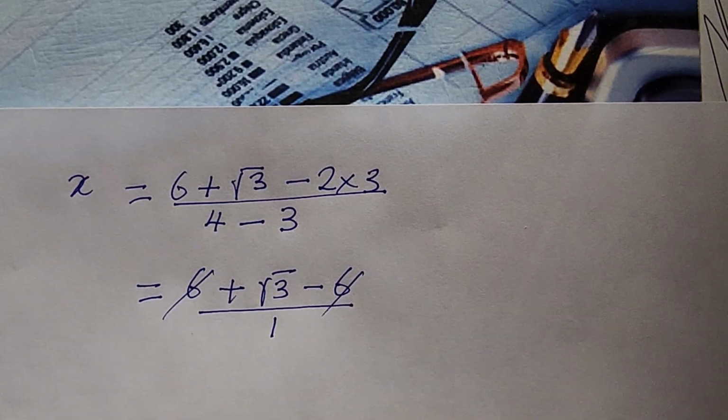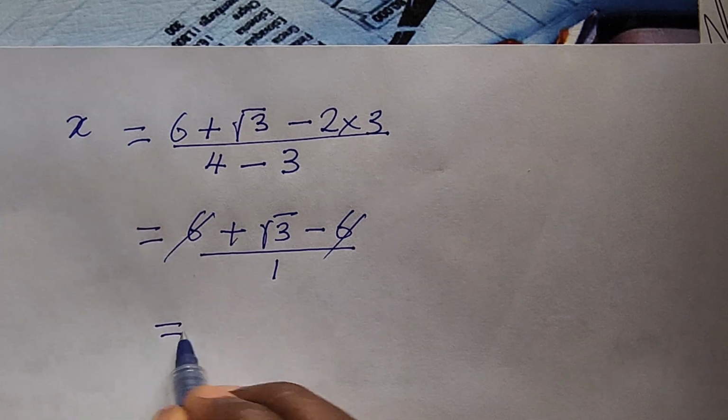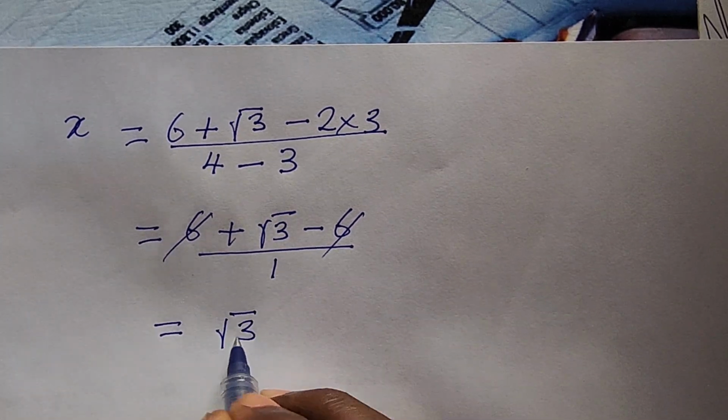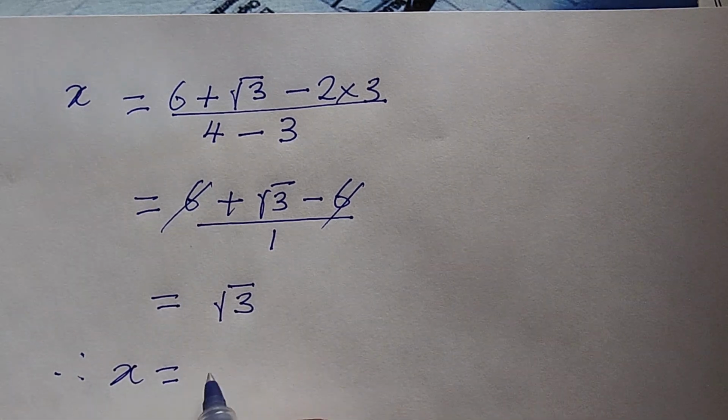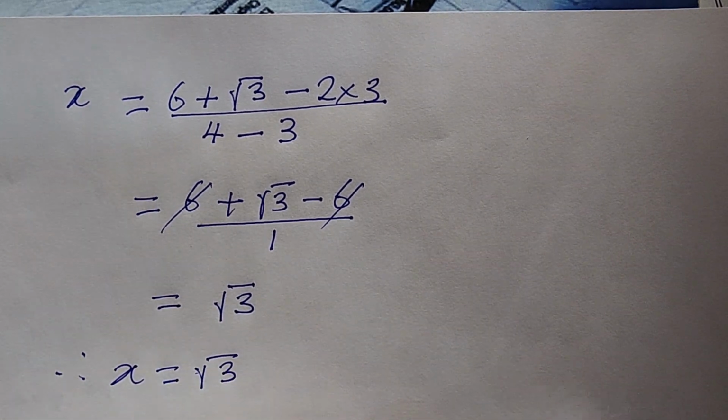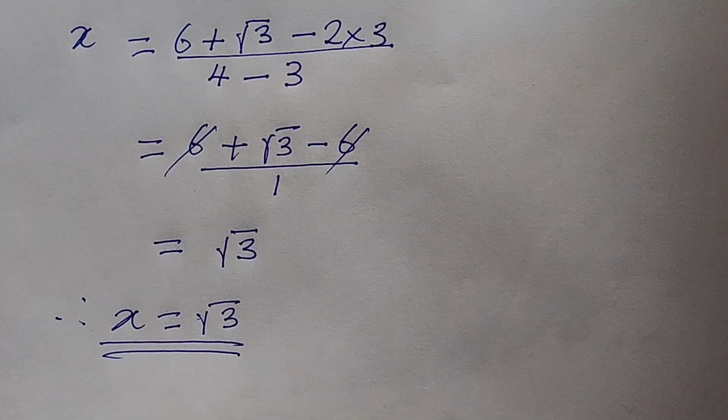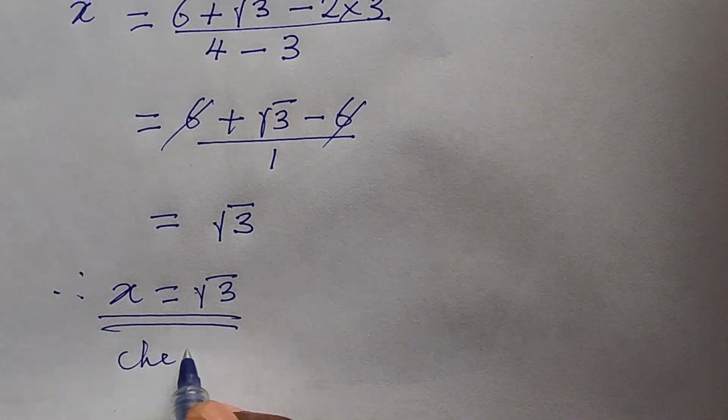This is plus and this is minus, so they leave the system. So we now have it to be just root 3. Therefore, our x is equal to root 3. Easy. Now we can check if this satisfies the original equation.